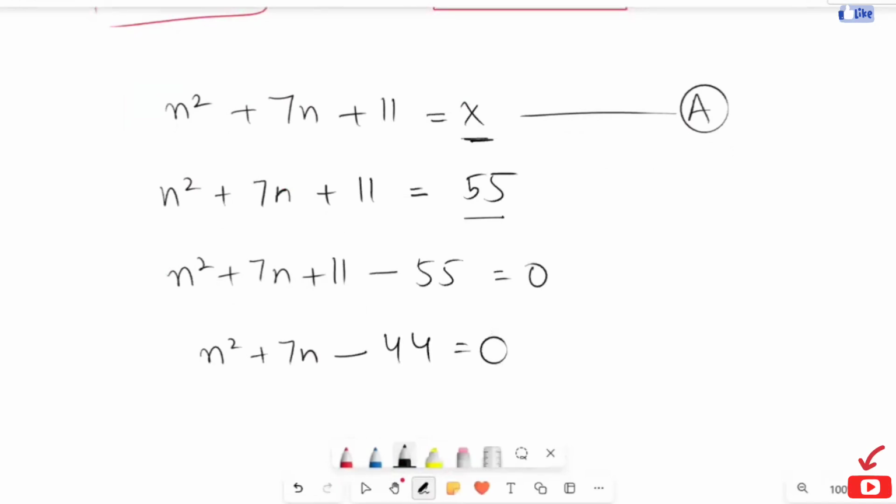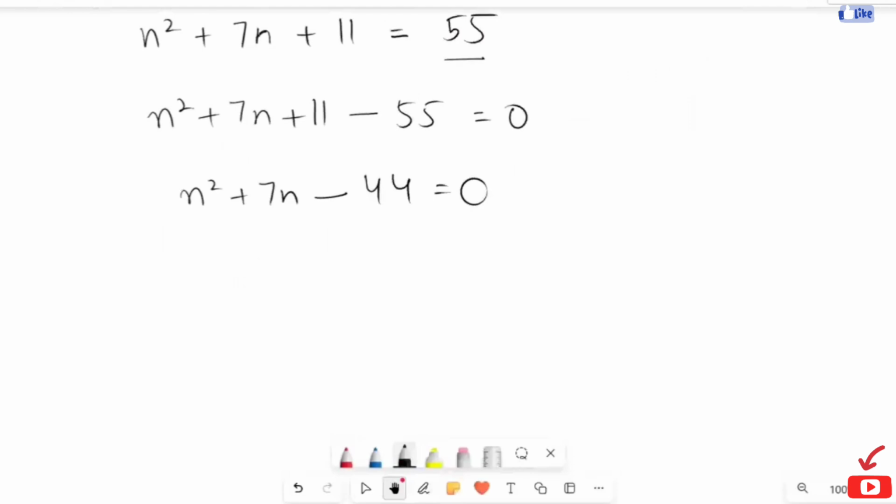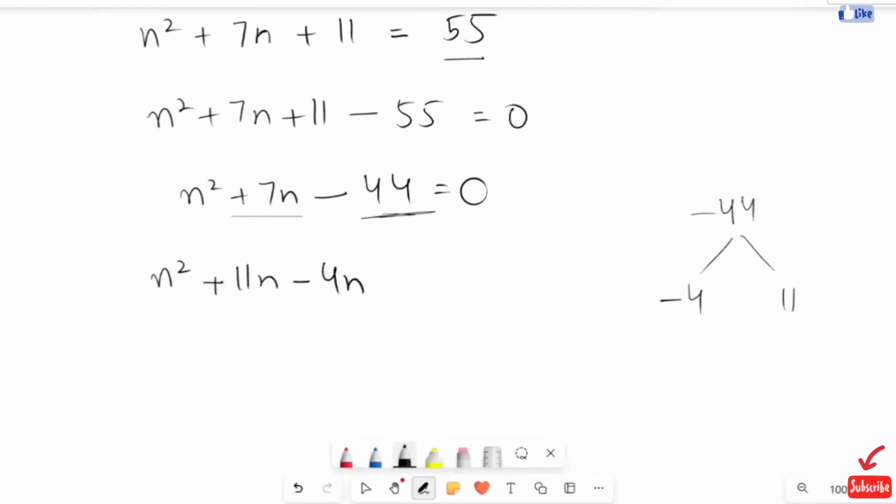I am going to factor this equation. The last number we have is minus 44, so I will write the factors for this: 11 times 4. But which sign will appear? The bigger number I am going to take as positive and this as negative. So n square plus 11n minus 4n minus 44 is equal to 0.